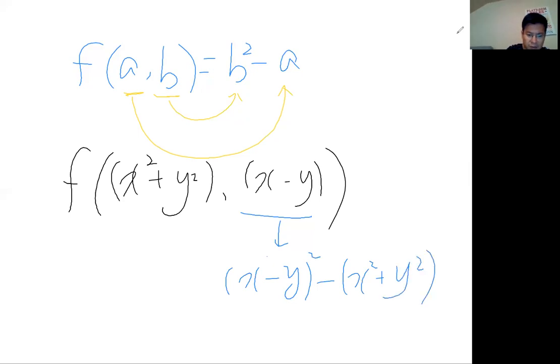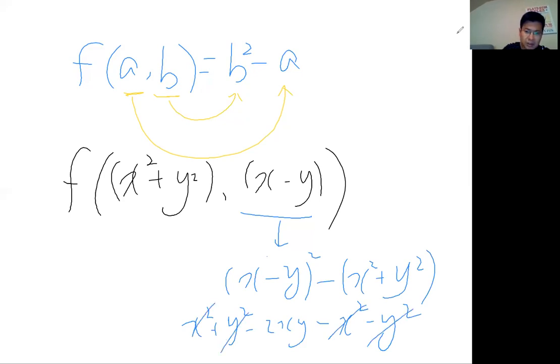So we FOIL this first: x squared plus y squared minus 2xy, and then you distribute this minus: x squared minus y squared. Then this 2 goes away, this 2 goes away. So only this part is left.